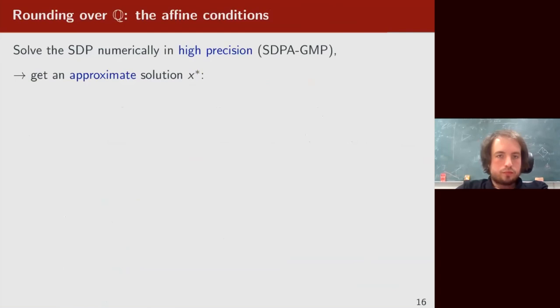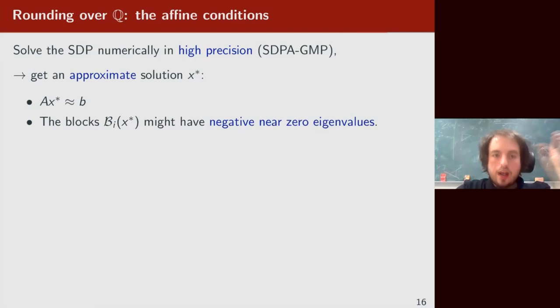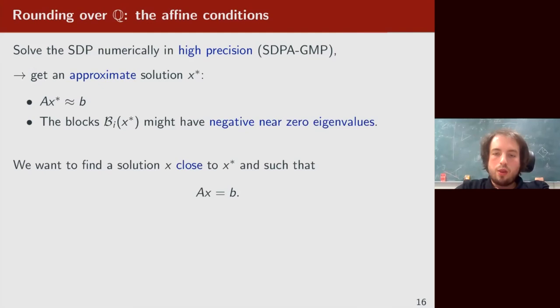So let me give you the idea of how it works over Q. So first you solve it numerically, so you get this solution in high precision, and you get this approximate solution. What does it mean to have an approximate solution? This means that you have a vector X star, so that the linear conditions are almost satisfied. So this means that A X tilde is almost B, so the difference will be very small. And the blocks, so the matrices, you want them to be PSD and they're almost PSD. So what does it mean? That if you look at their eigenvalues, either they are positive or they are very close to zero, but they might be negative.